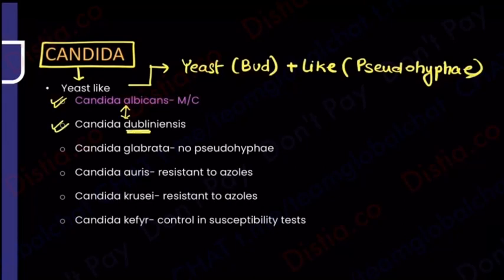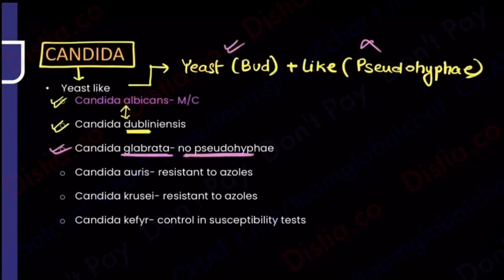Other than that, we have something known as Candida glabrata. See, glabrata sounds like ghabrana. Ghabrana means you are going to leave everything very quickly, you're very scared of something. So it says, okay, I will show you budding, I won't show you pseudohyphae. I don't want to show you everything. So glabrata, or ghabrana, is not going to have the pseudohyphae.